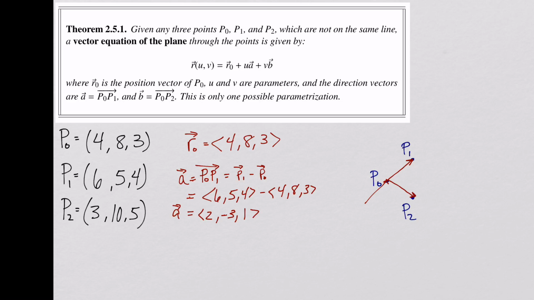And we're going to do the exact same thing for B. So B is equal to this displacement vector P0 to P2. So that's just equal to P2 minus P0, which is going to be equal to negative 1, 2, 2.